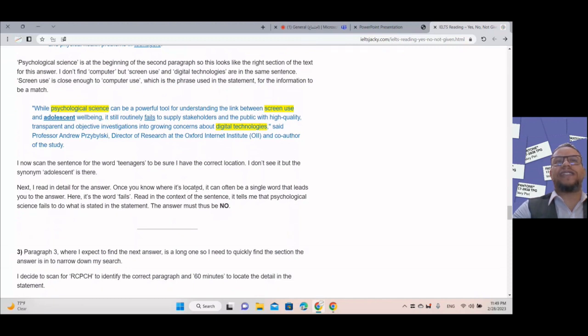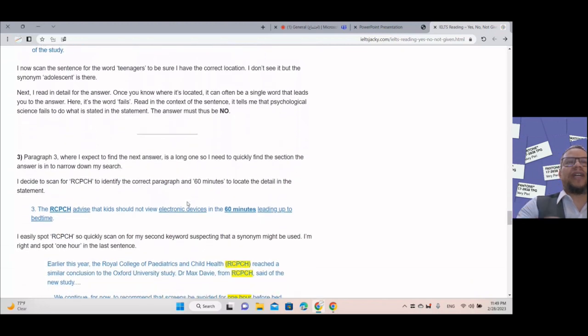Once you know where it is located, it can often be a single word that leads you to the answer. Here is what happened. The word fails. Read in the context of the sentence. It tells me that the psychological science fails, not the same as what she mentioned or he mentioned, to do what is stated in the statement. The answer is no. Again.